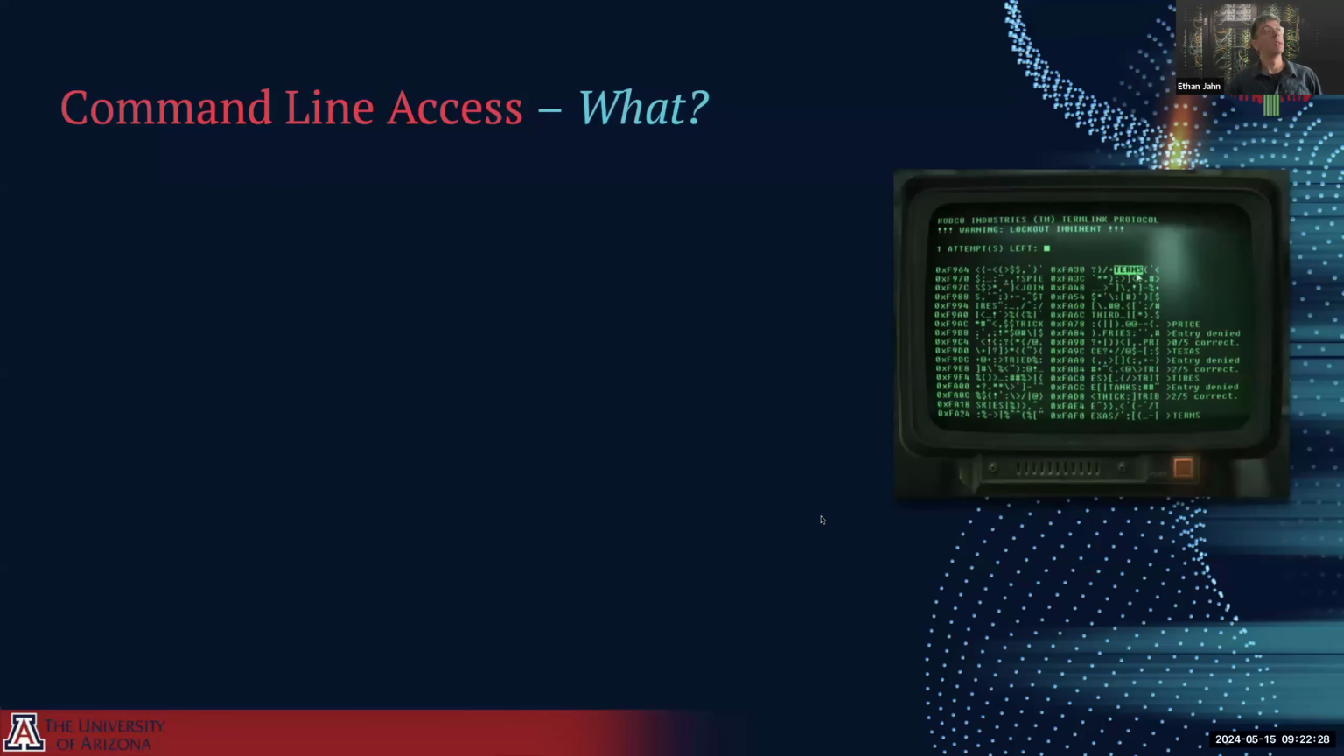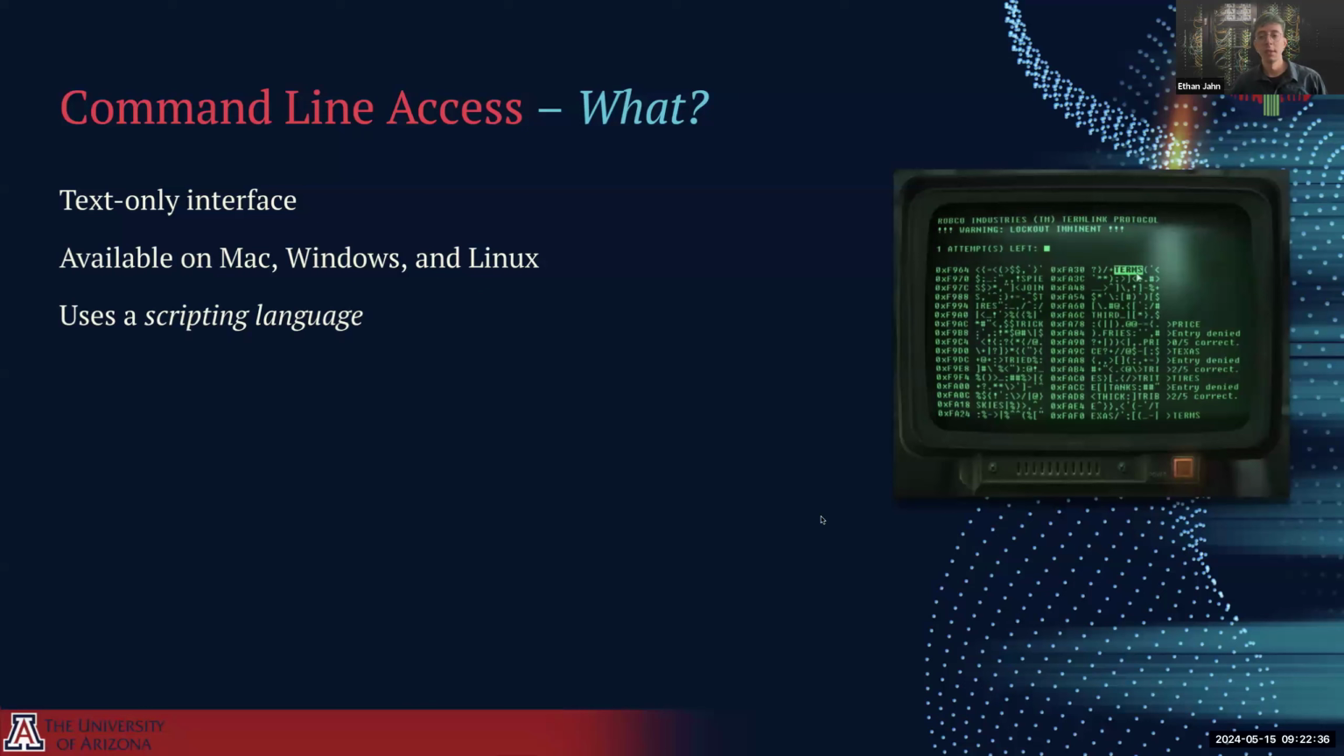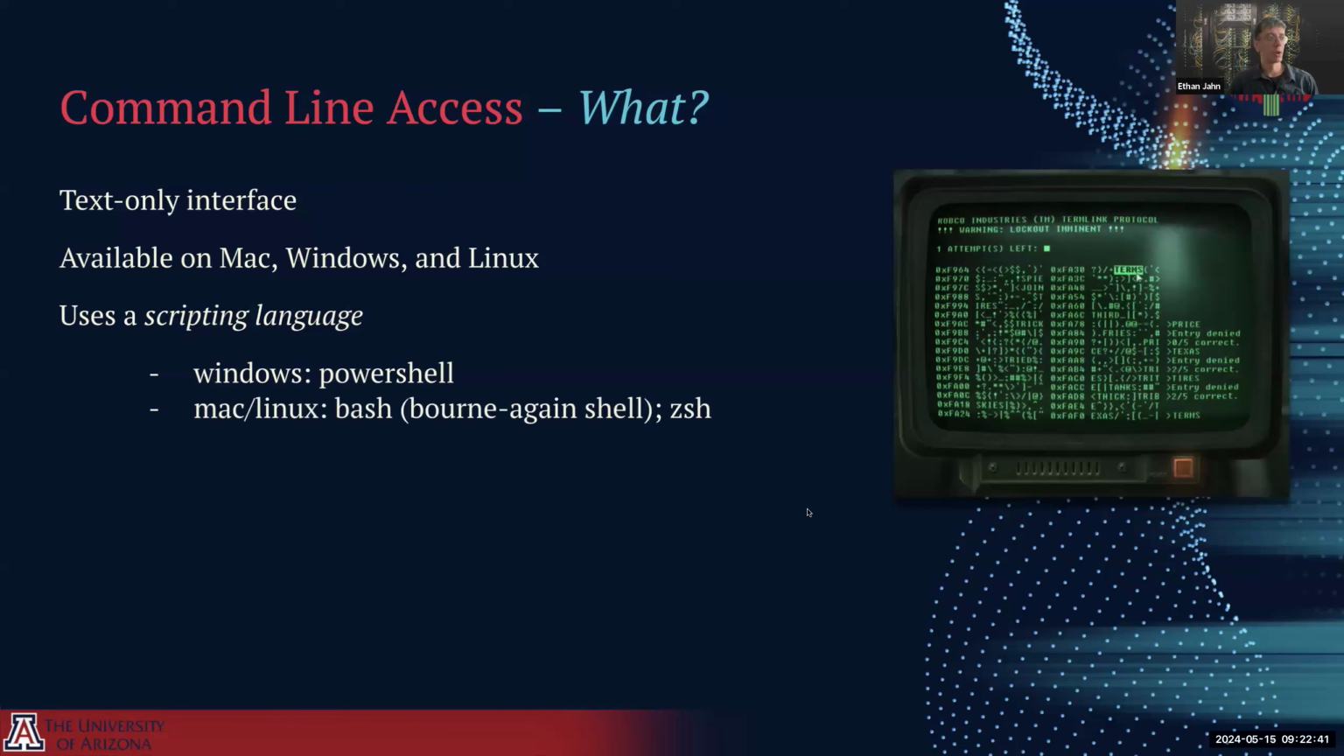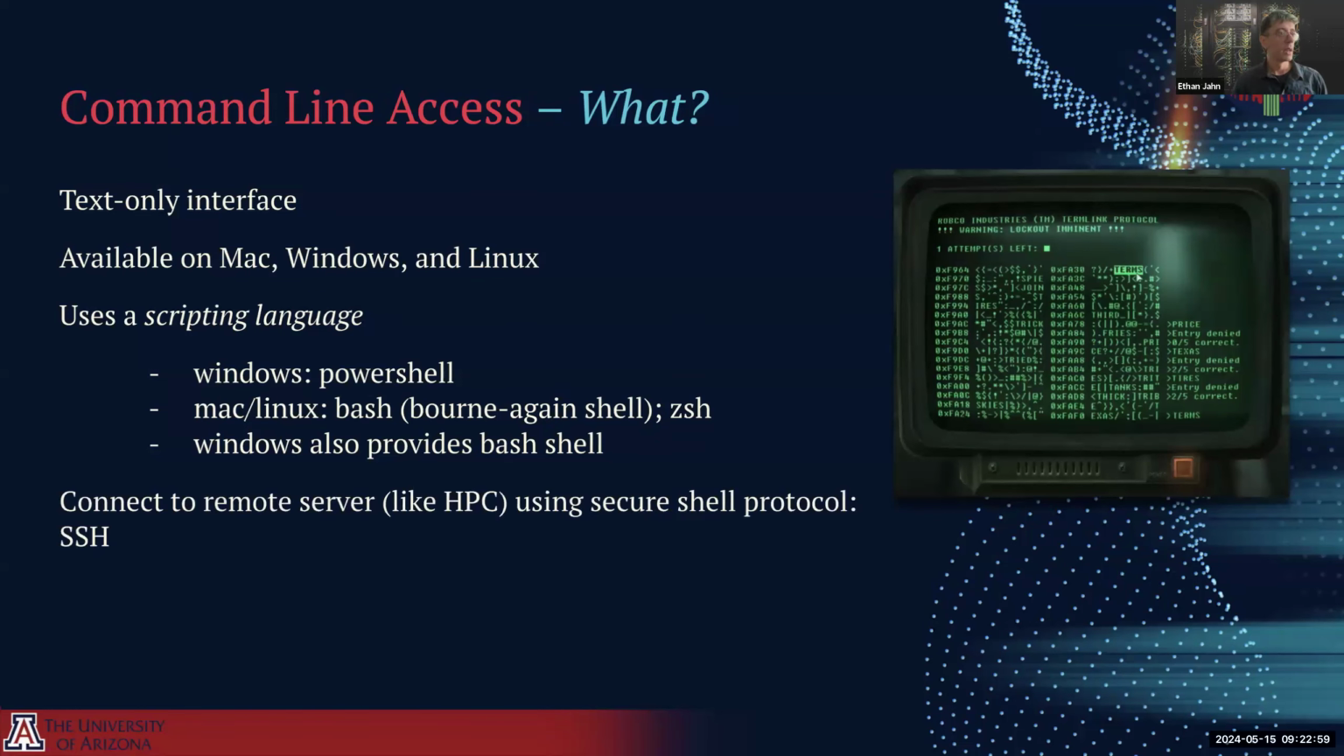So what is the command line? It's a text-only interface. It is available on any operating system, Mac, Windows, or Linux, and it uses something called a scripting language. So on Windows, the command line uses PowerShell. On Mac and Linux, it uses Bash or ZSH, depending on the version of things that you're using. And Windows also does provide a bash shell now. Windows has something called Linux Subsystem for Windows. So if you'd like to use a bash shell, you can look into that. And that will enable you to use bash commands on a Windows machine.